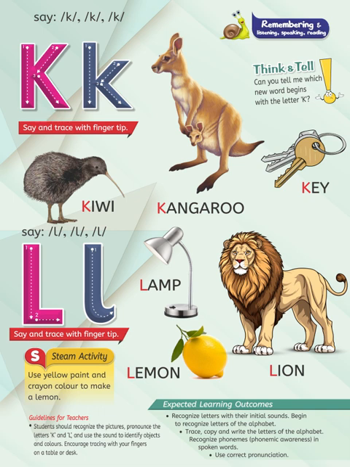Show them more flashcards to make them recognize the objects beginning with the initial sound of the letters K and L. Ask the children to say K and L with each clap, a word that it makes within the text of the lesson. Encourage them to trace with their fingertips on a hard surface.